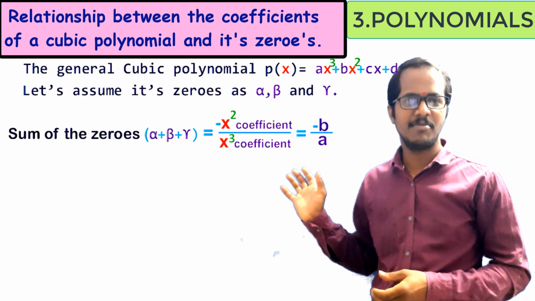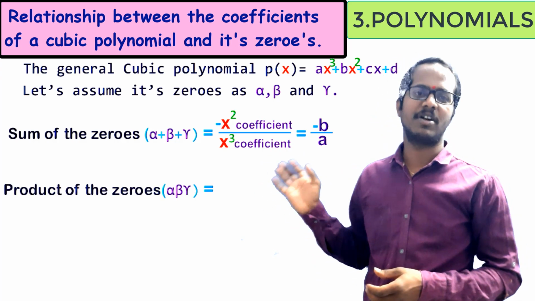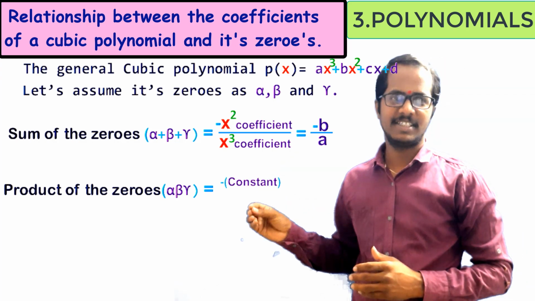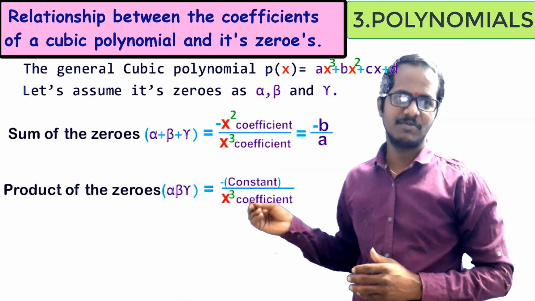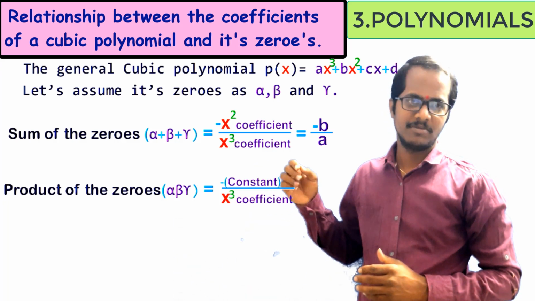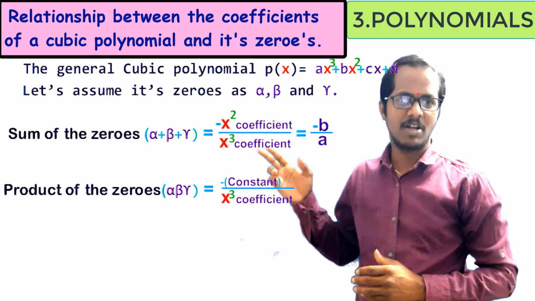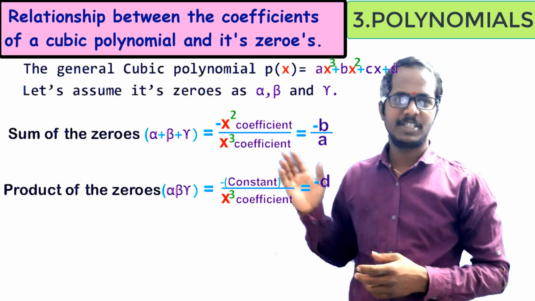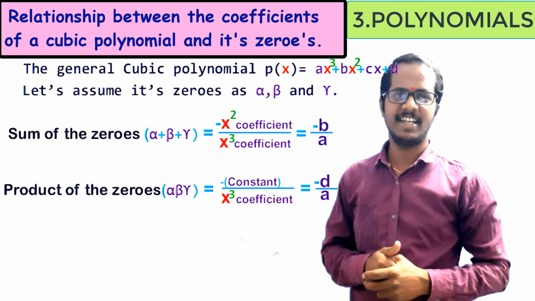And let us see the product of the zeros. The product of the zeros, that is alpha into beta into gamma, equals minus constant by x cube coefficient. And here the constant term in the given cubic polynomial is d, and the x cube coefficient is a. So this can be written as minus d by a.